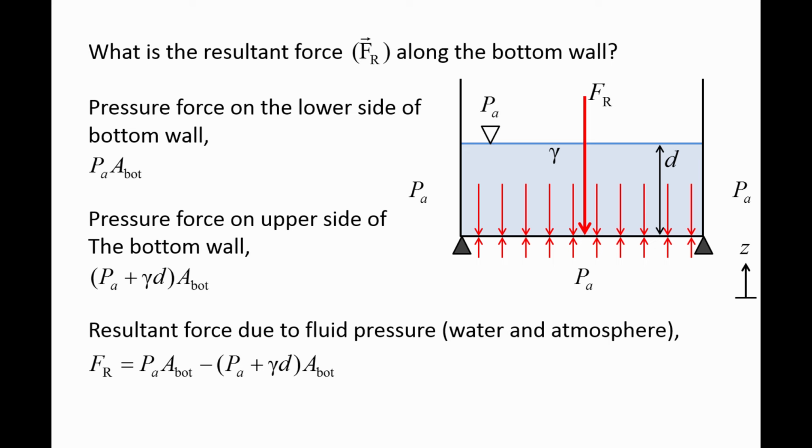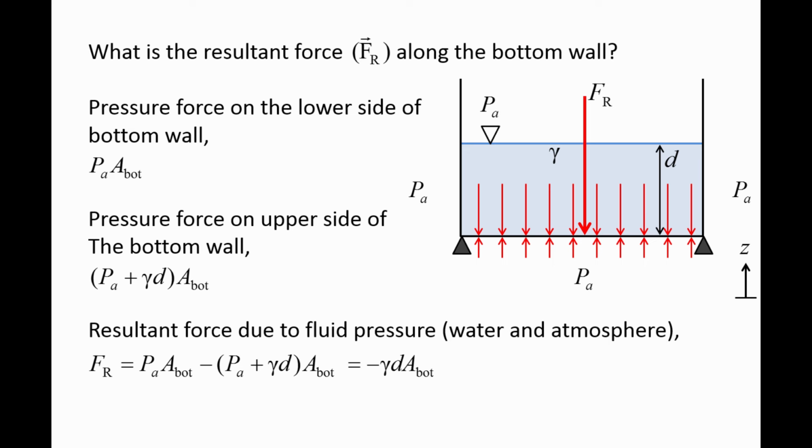If we examine just the fluid pressure forces acting along the bottom wall, the resultant force is PA times the area of the bottom wall minus the quantity PA plus gamma D times the area of the bottom wall. The atmospheric pressure terms cancel out, and we are left with negative gamma times D times the area. This means that the resultant force points downward with a magnitude of gamma times D times the area.